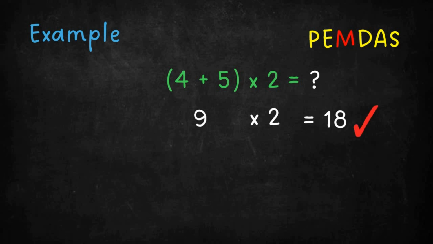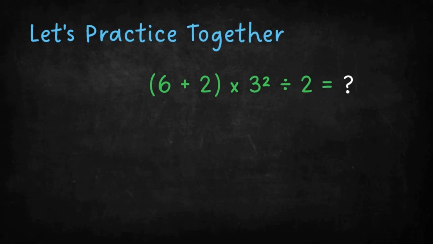Now your turn. Open parentheses, 6 plus 2, close parentheses, times 3 squared, then divided by 2. Good.